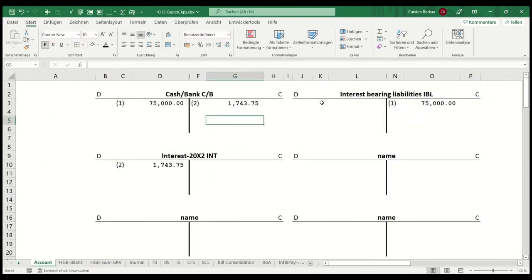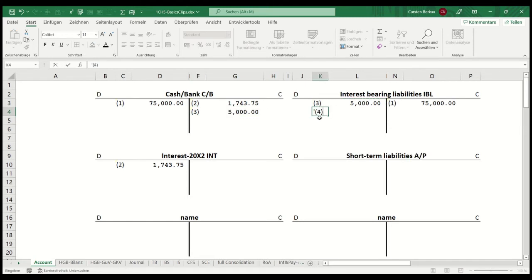The next step is the payoff, which gives me a debit entry in the interest-bearing liabilities account. It's bookkeeping entry number 3. Debit entry, interest-bearing liabilities, credit entry, cash bank, as it has been paid. Bookkeeping entry 4 takes 5,000 out of the long-term liabilities and transfers them to the short-term liabilities.